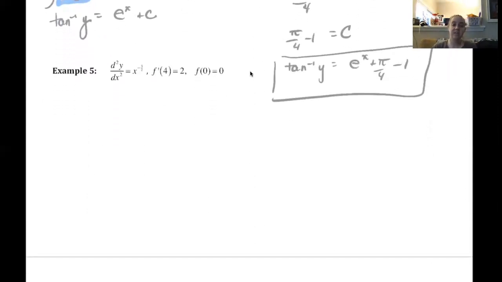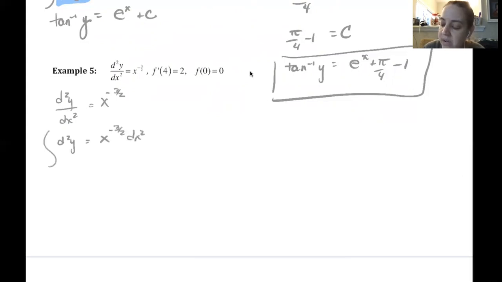All right, example 5. This time, instead of giving you the first derivative, I'm giving you the second derivative. So d squared y over dx squared is equal to x to the negative 3/2. I feel like we did this one kind of similar the other day. d squared y equals x to the negative 3/2 dx squared. If we integrate both sides, I would go up to the first derivative level. If I add 1 to negative 3/2, I get negative 1/2, divided by negative 1/2 dx, plus c in there.